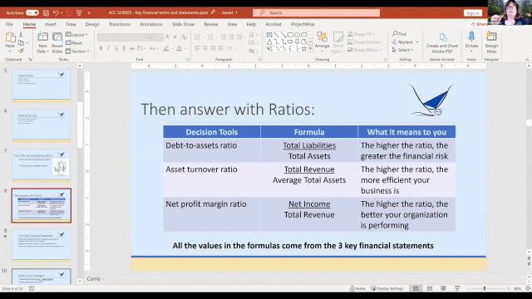What's key, and if you were to take one thing away from this workshop today, what I'd hope that you could focus on is using these three ratios to evaluate your financial position. With the debt to assets ratio, the higher that number is, it means your company is facing greater financial risk. It means that the amount that you owe is substantially greater than the amount that you own.